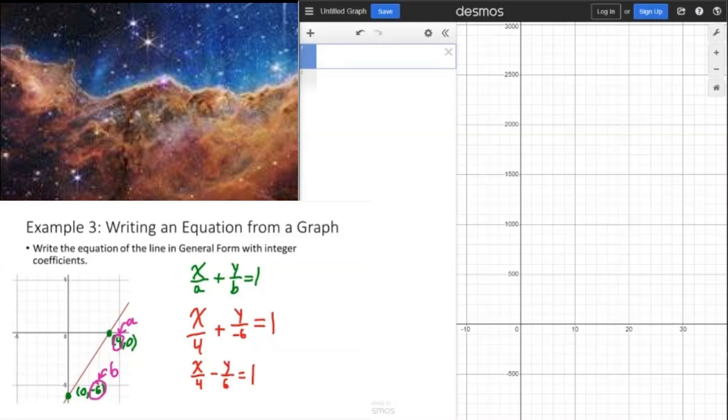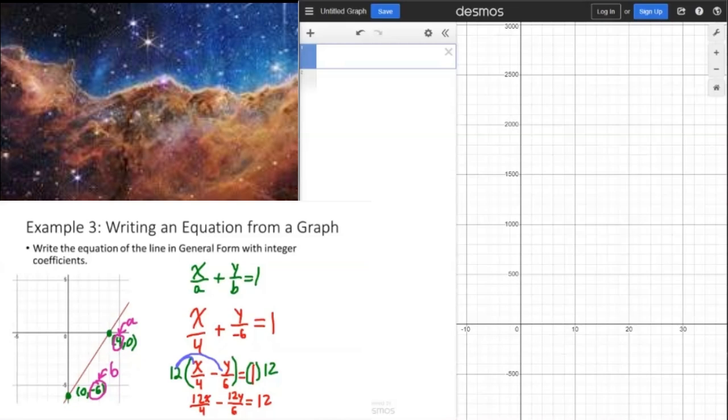The way we're going to get integer coefficients is we're going to multiply both sides of the equation by the least common denominator. Well, if we look at 4 and 6, the least common denominator of 4 and 6 is 12. So we're going to multiply both sides of the equation by 12. On the left-hand side, we're going to distribute, and we get 12x over 4 minus 12y over 6 equals 1 times 12, which is 12.